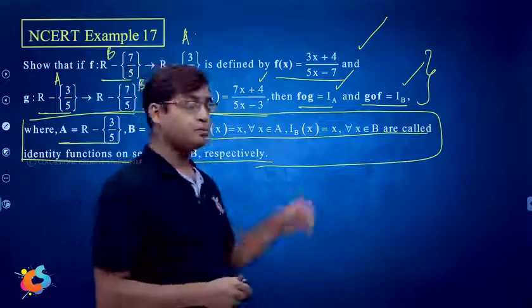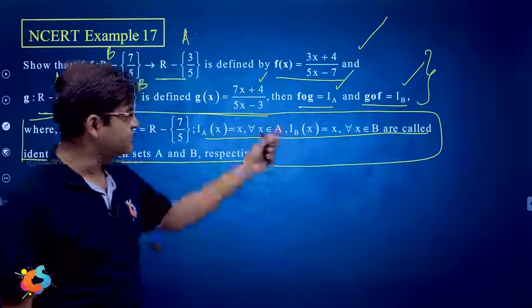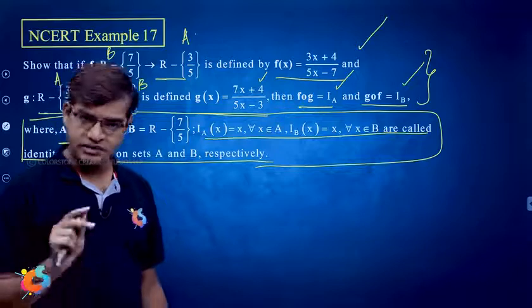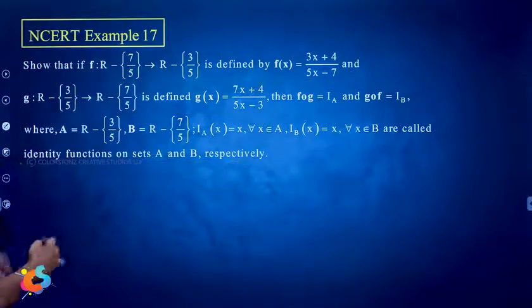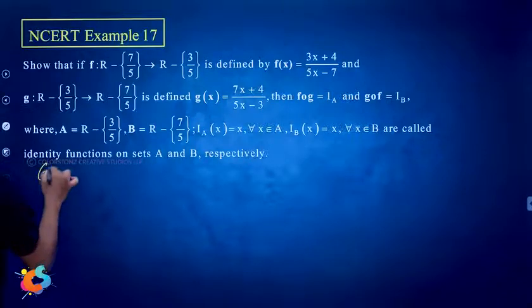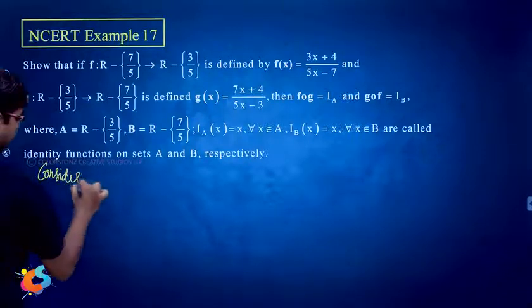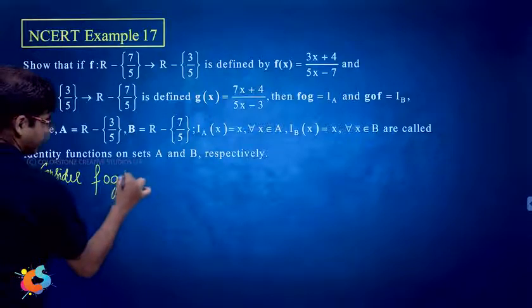Okay. So we have to prove that f circle g is the identity function, g circle f is the identity function. Simple. So how do we do it? Exactly the same way we have done here also. Consider f circle g of x.